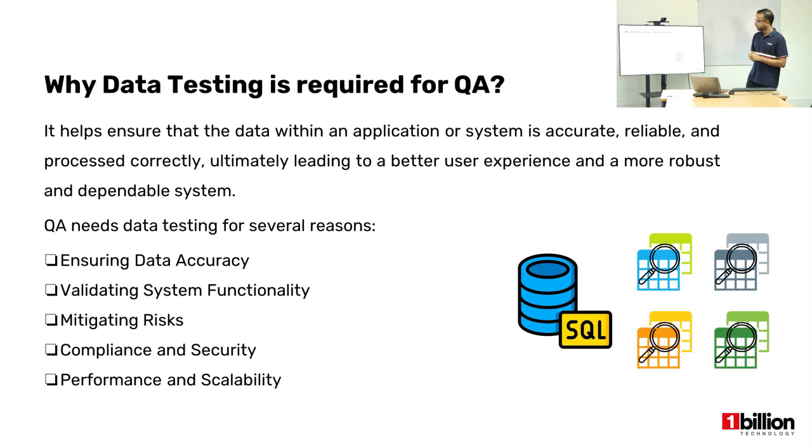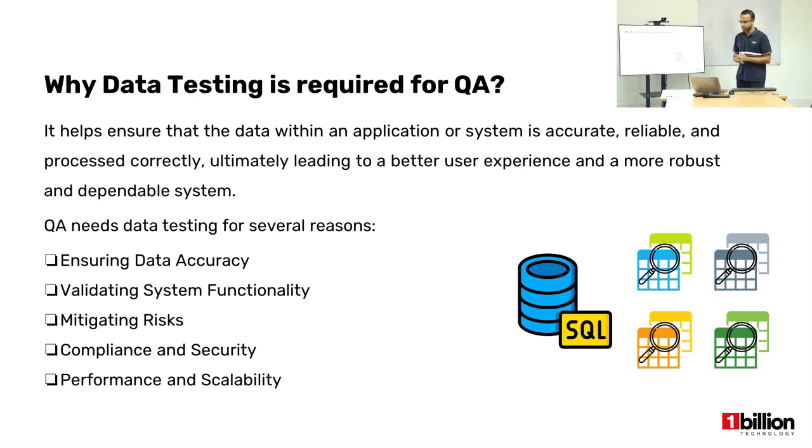Validating system functionality is basically that QAs can verify that the system operates as expected, because we are talking about system functionality. So we need to verify that the system operates as expected when this data is processed and configured. So that is system functionality.